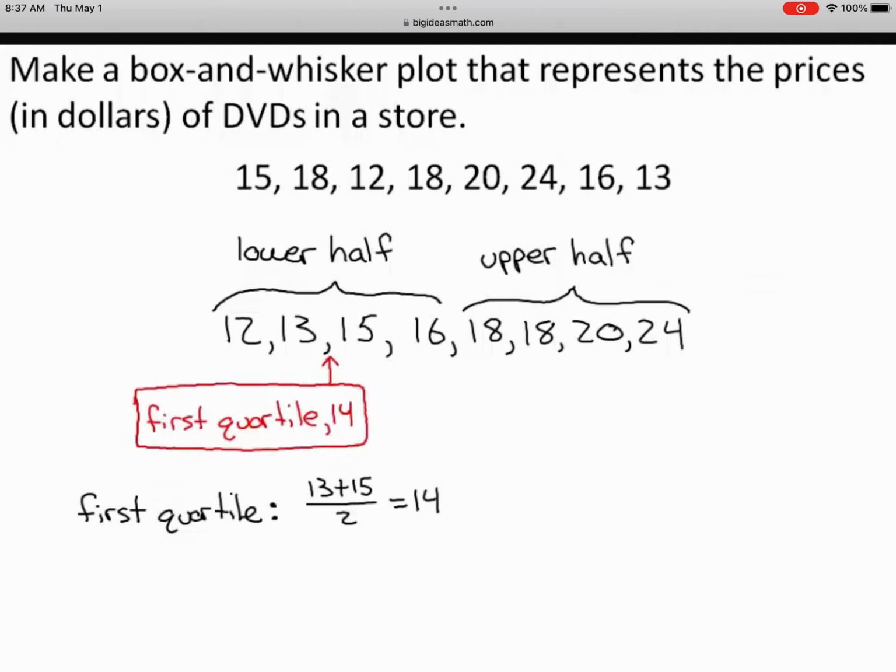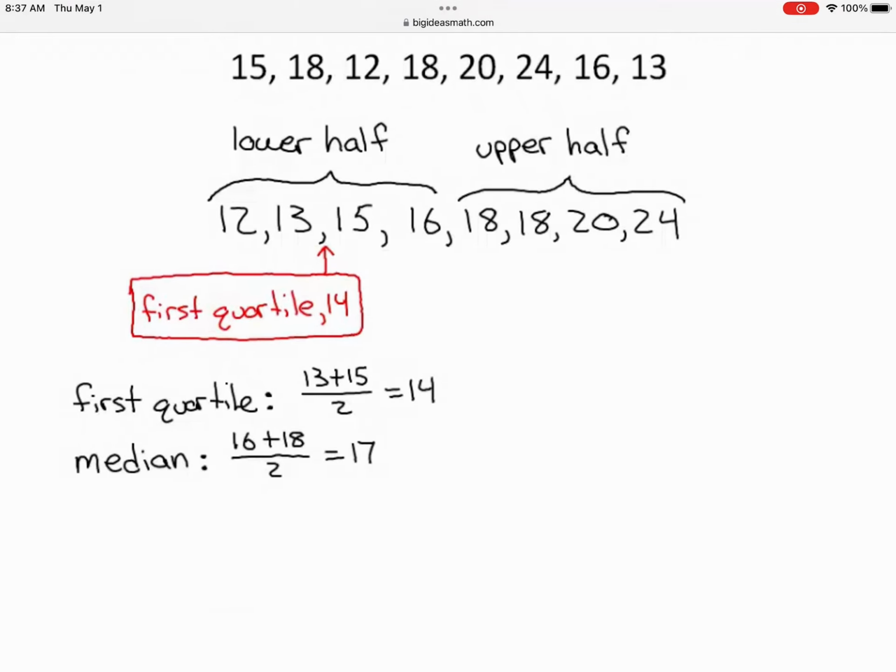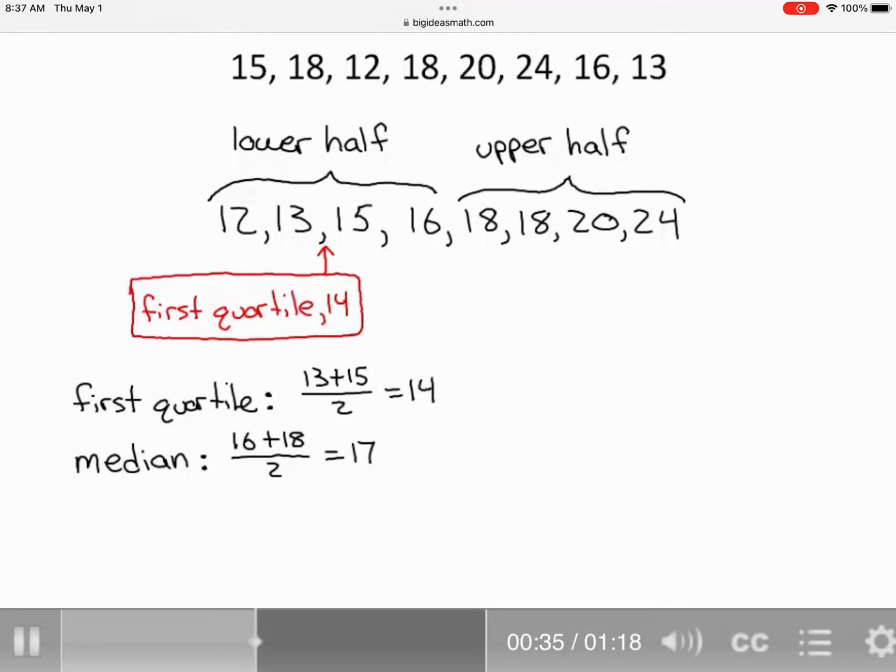The median of all of the data is given by the quantity 16 plus 18 divided by 2, which equals 17. So the median of the data is 17.